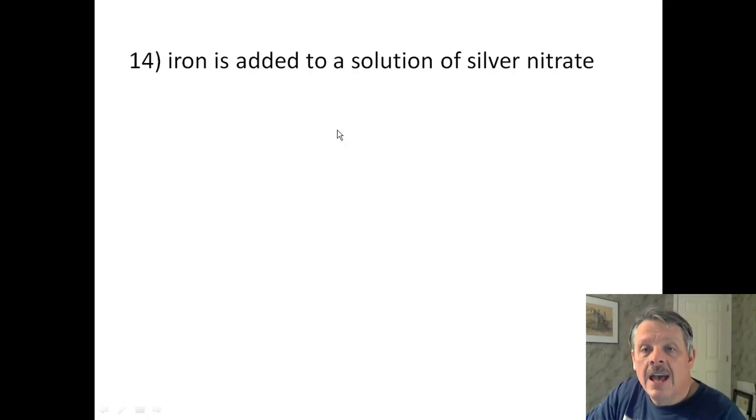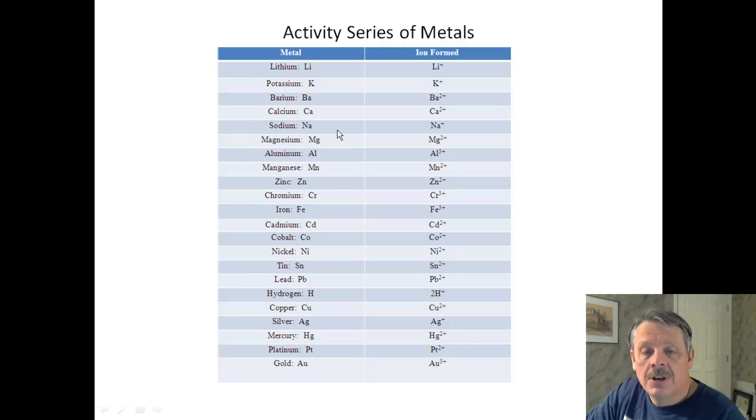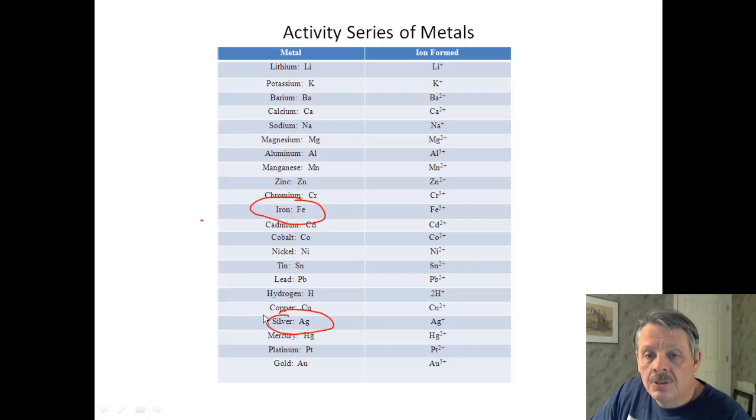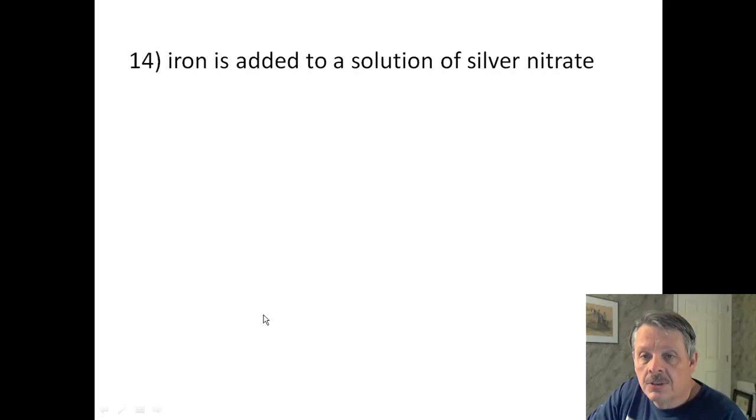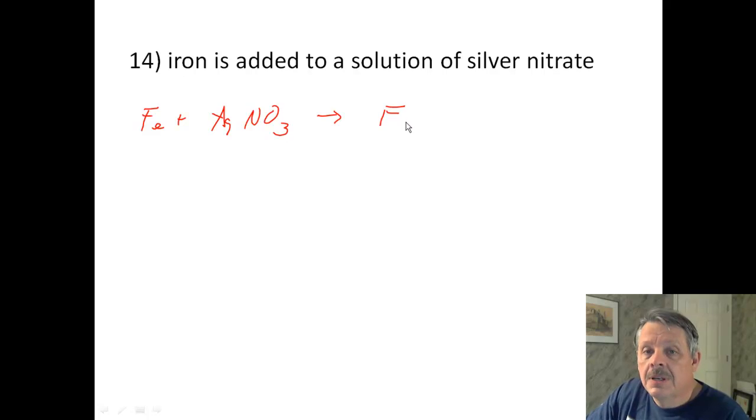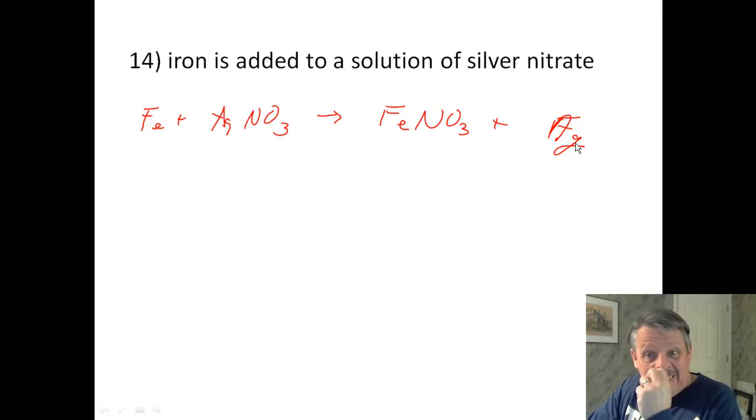How about number 14? Iron is added to a solution of silver nitrate. Well, let's see. Where's iron? Iron is added to silver nitrate. So the iron will replace the silver. The iron is going to be a +3. So we actually have to do this one. So Fe plus silver nitrate, AgNO3, gives me iron nitrate plus silver.